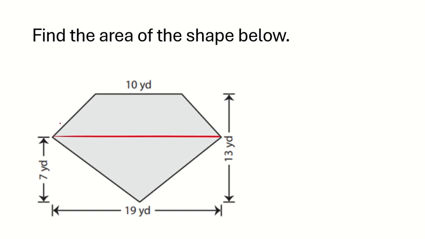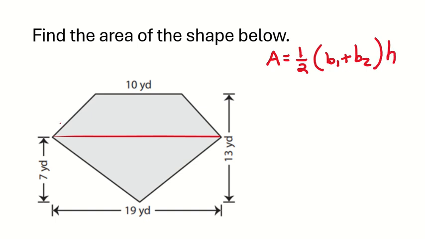Well, let's do the top to bottom. Let's do the trapezoid first. So remember, to find the area of a trapezoid, we have to do 1/2 times base 1 plus base 2 times the height. So let's see if we can plug in those different parts.